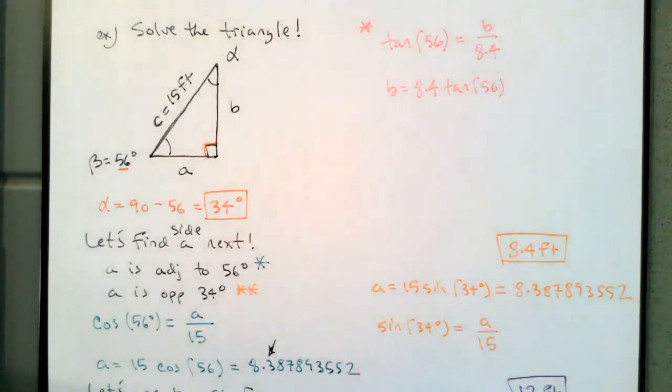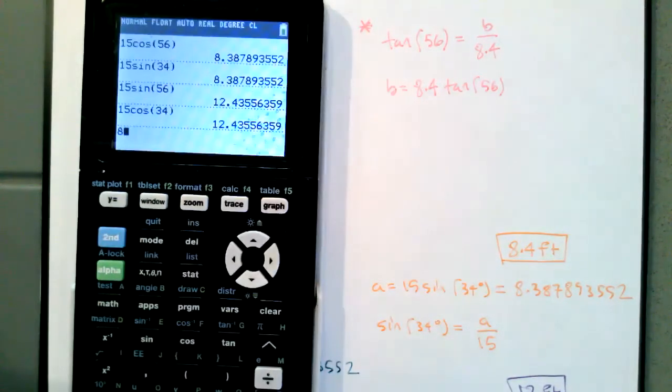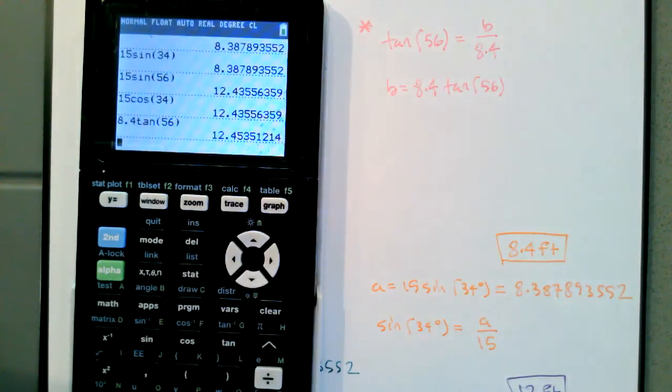But I would not want to just type the 8.4 into my calculator. That number has been rounded off. So if I just typed in 8.4 times the tangent of 56, I get 12.45. In this case, rounding to two significant figures, we're not in any danger. But if we want to make sure that it lands on the 12.43556359, instead of typing 8.4, I would take the 15 sine of 34. That's where the 8.4 came from.